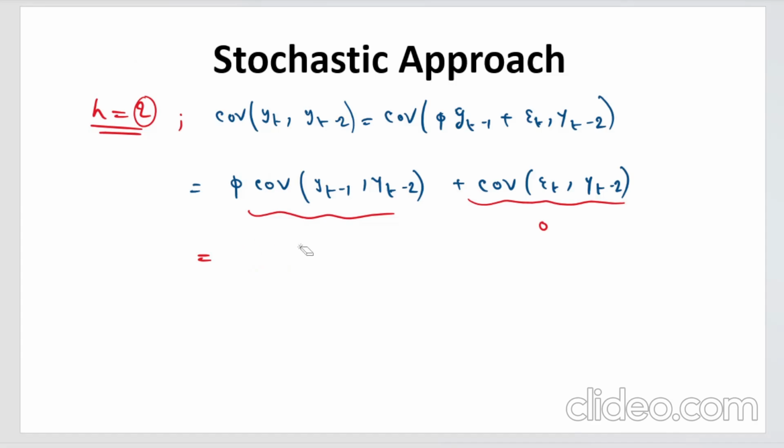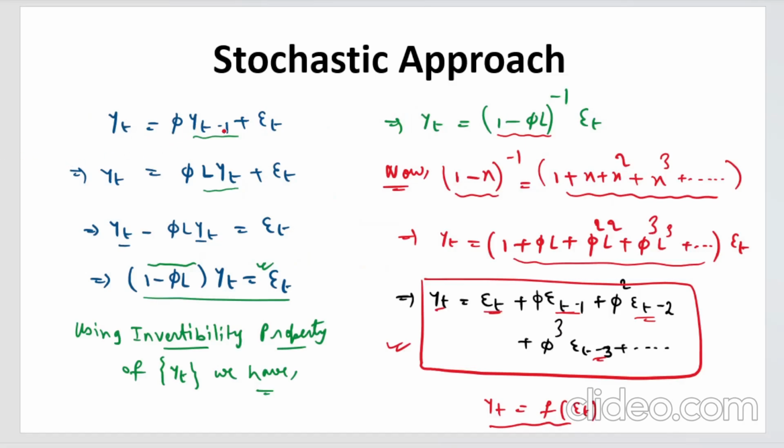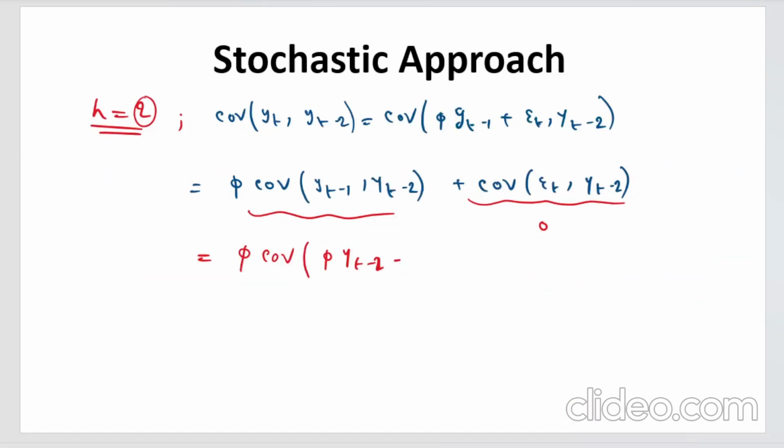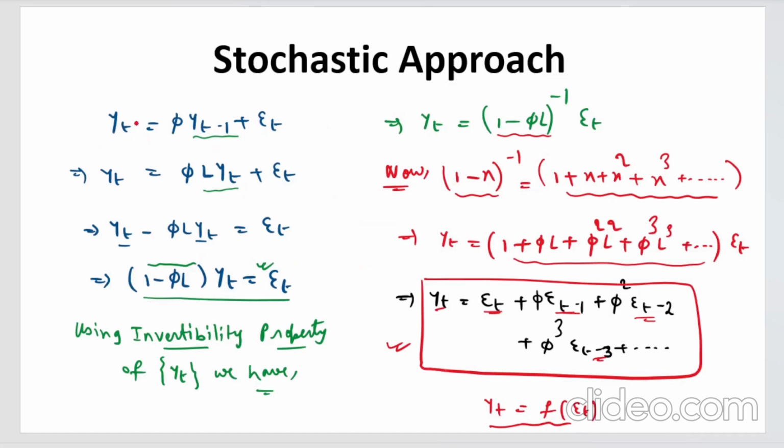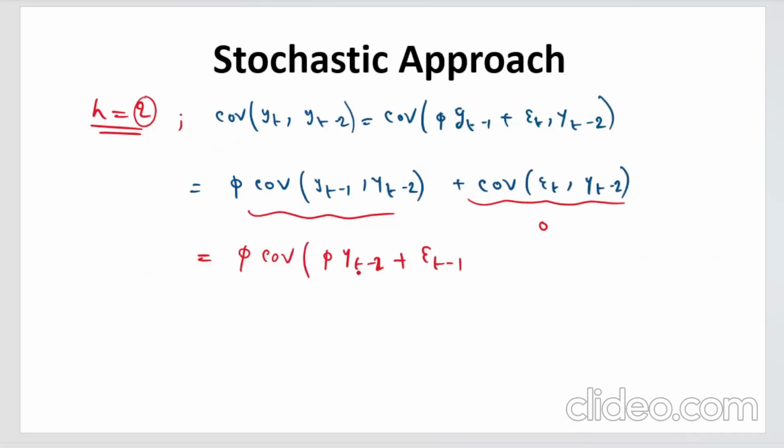Let me do that. Yt minus 1. So this will simply be yt, let me see the expression once. Phi yt minus 1, right? So yeah, plus epsilon t minus 1. Have I done this right? Yt is, yes, this yt minus 2, right? And this term is 0.